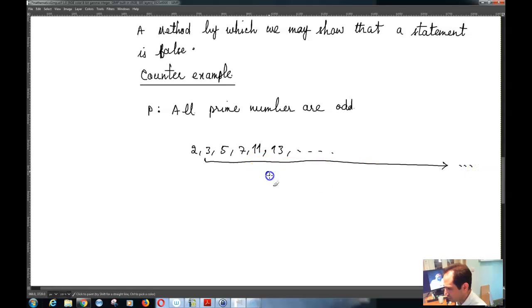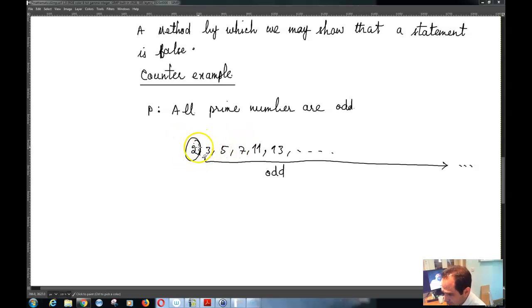All are odd, except for the number 2. 2 is actually a prime number, and 1 is neither a prime number nor a composite number. It's a funny number, really, when it comes to prime and composite.